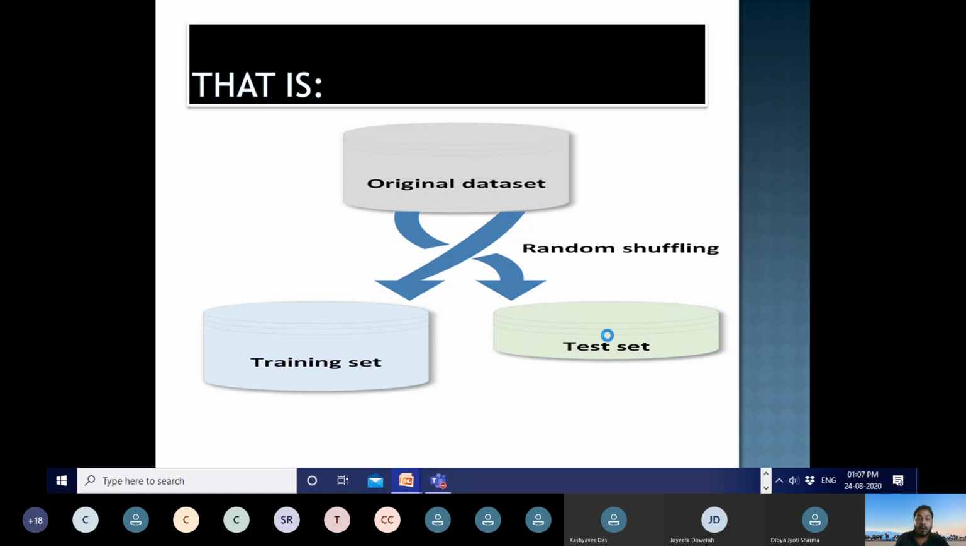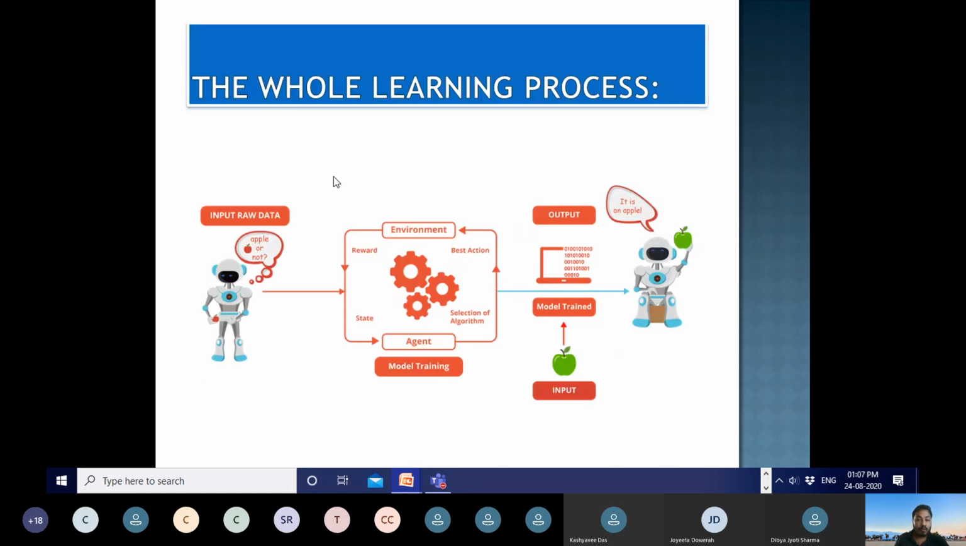So the whole learning process we can show in that way. See, input raw data, in this case of robots, apple or not. Then environment, you should forget about this part, because I discussed this part in the AI class, but I will discuss it again when I go for discussing supervised learning.